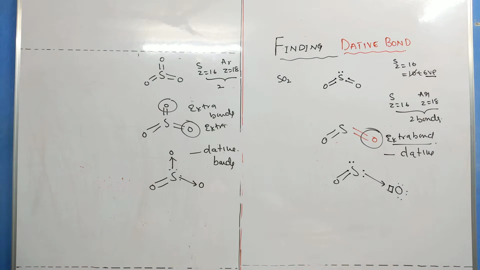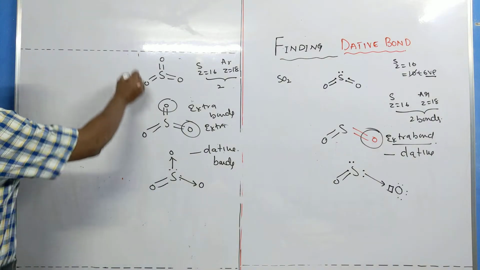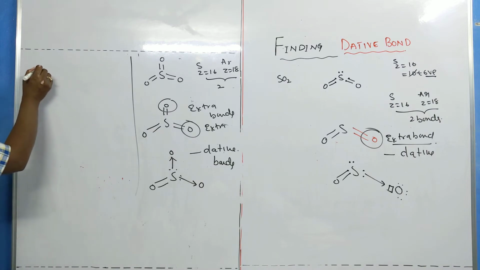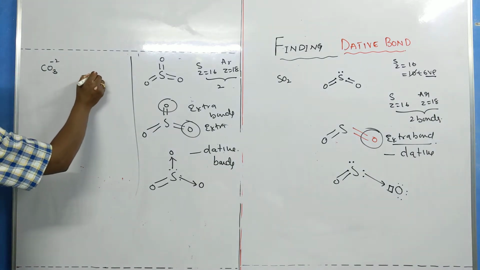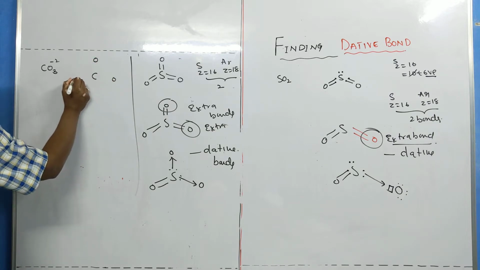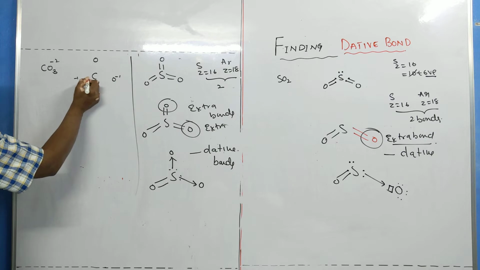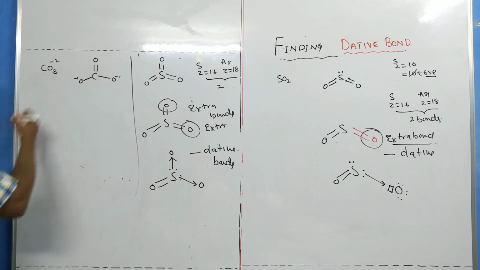Thus the dative bond is found in the given molecule. Now we go for one more species. Let us see SO3 2-. You know what is the geometry of this one? Sulfur surrounded by 3 oxygens. We give -1 unit to each oxygen. So O- makes a single bond. Here is a double bond.